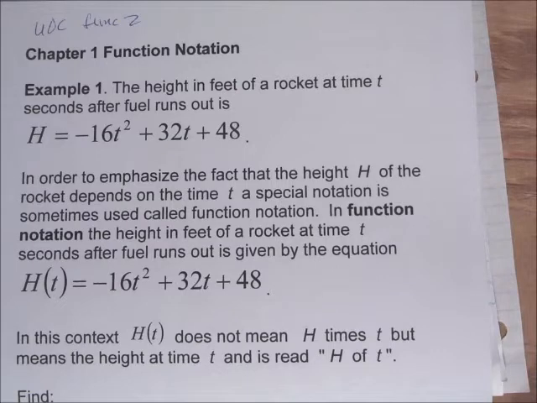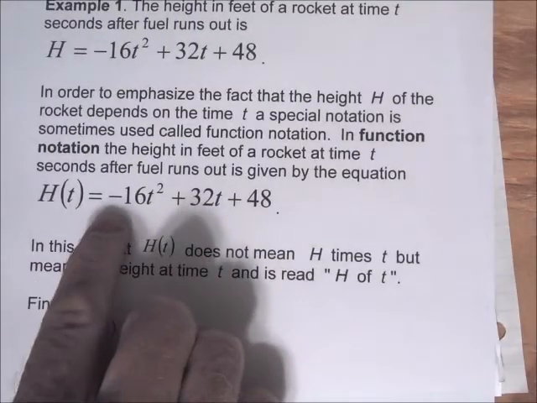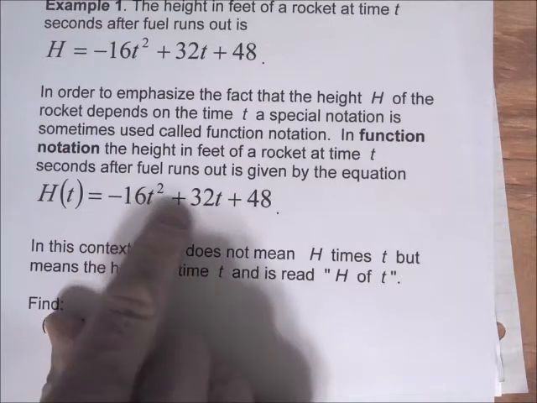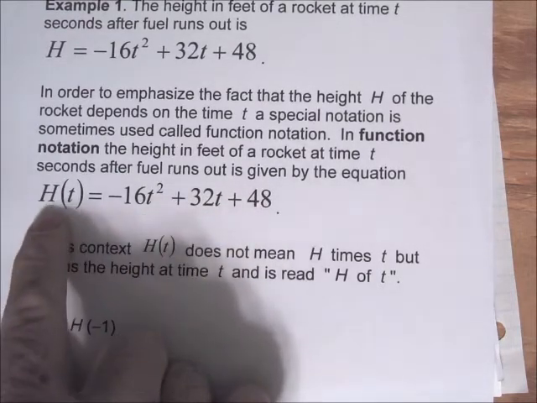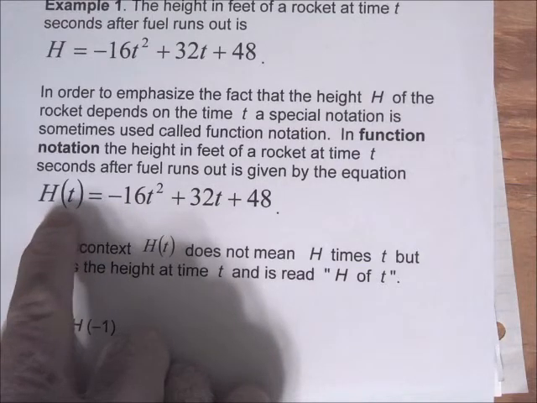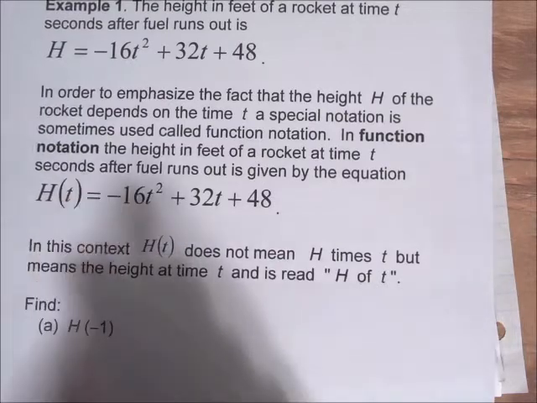In function notation, the height of the rocket at time t seconds after fuel runs out is now expressed h(t) equals minus 16t squared plus 32t plus 48. And this is read "h of t." It looks like multiplication, but in this context it doesn't necessarily mean multiplication. It just emphasizes that height is a function of time.